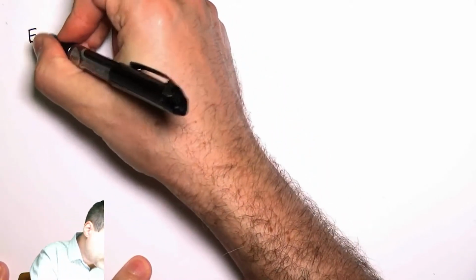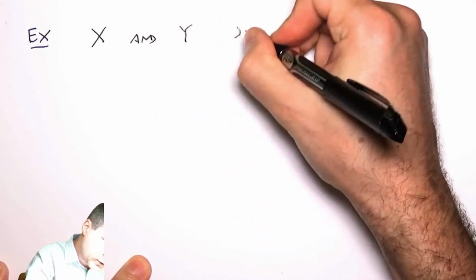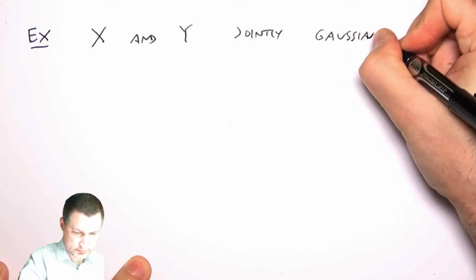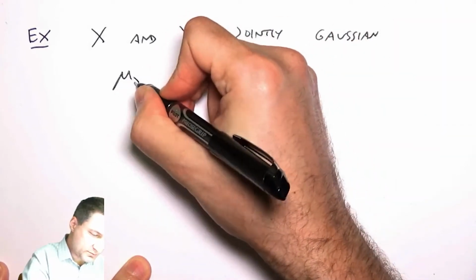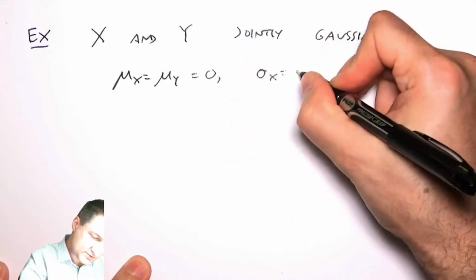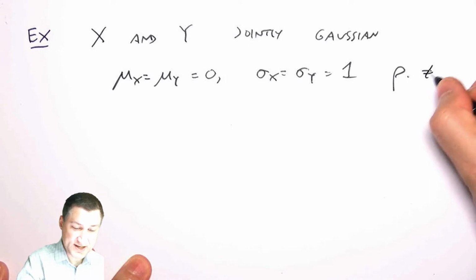So I want to do a couple of conditional probability examples involving Gaussians. Okay. So the first example I want to do is X and Y are jointly Gaussian with zero mean, unit variance, and correlation coefficient rho that is not equal to 0, right?